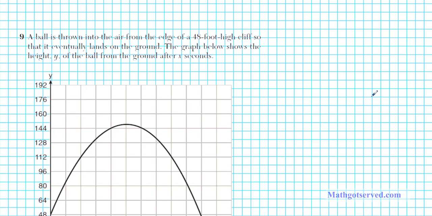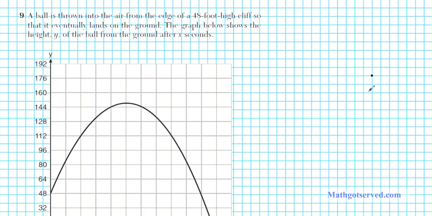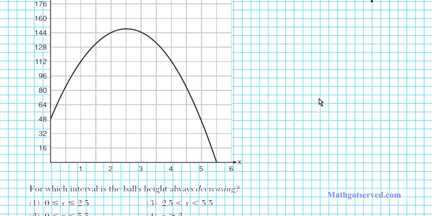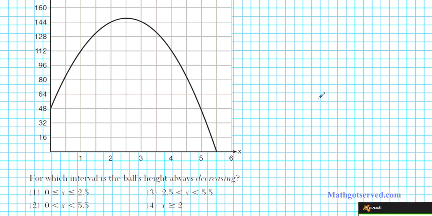All right, let's take a look at problem 9. It says the ball is thrown into the air from the edge of a 48-foot high cliff so that it eventually lands on the ground. The graph below shows the height y of the ball from the ground after x seconds. So the question is, for which interval is the ball's height always decreasing?